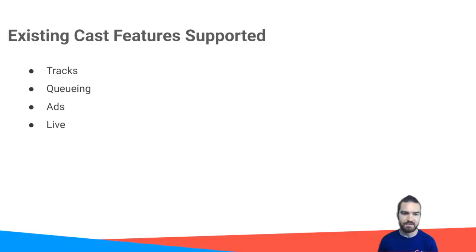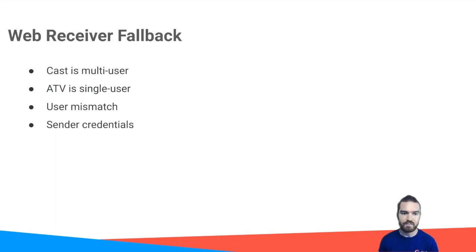Next, let's take a look at the features of Cast Connect. We are proud to announce that Cast Connect supports our existing cast features including tracks, queuing, ads, and live. One new feature that's supported is the ability to fall back to the web receiver when a device attempts to connect to the Android TV device using a load request checker.